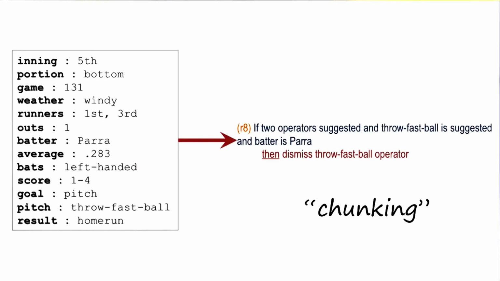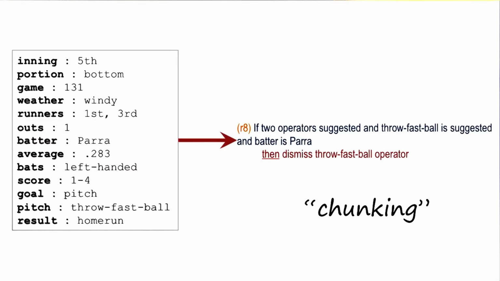First note that chunking is triggered when an impasse occurs. In this situation, the impasse is that two rules got activated and there is no way of resolving between them. So the impasse immediately tells the process of chunking what the goal of chunking is: find a rule that can break the impasse.